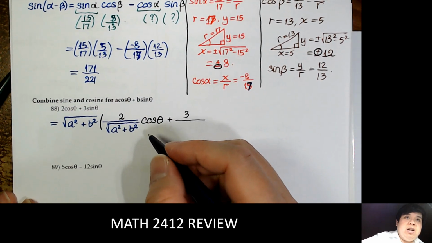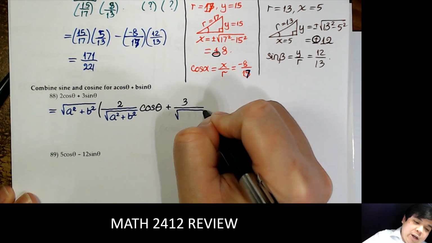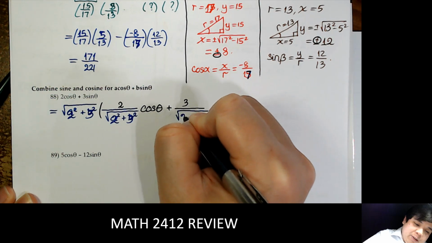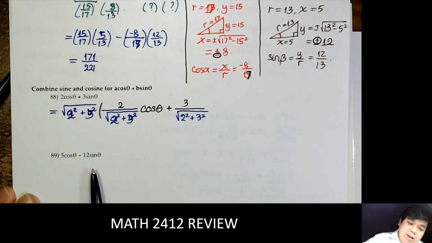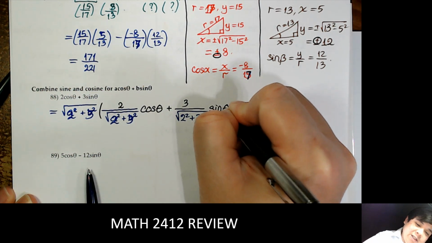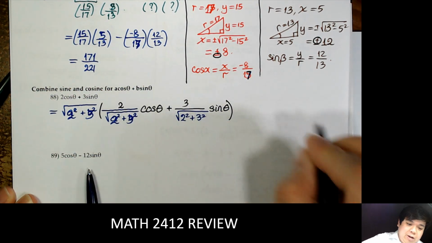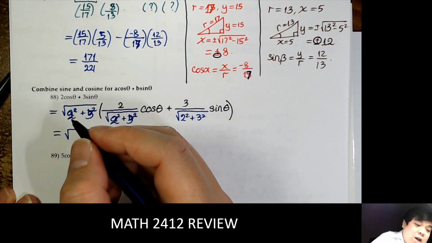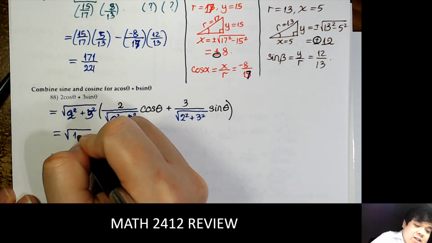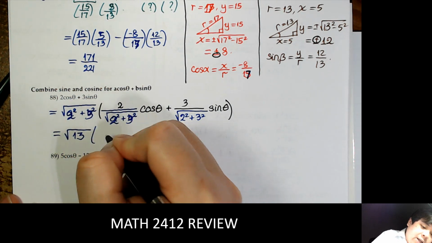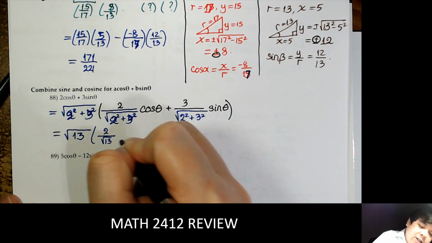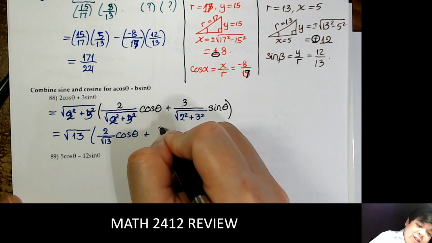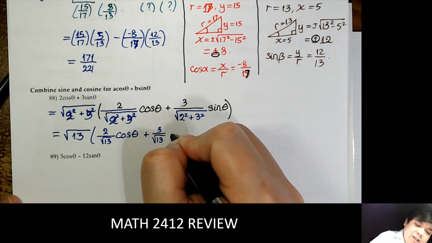So just pretty much multiply and divide by the square root of a squared plus b squared. Actually, we have 2 and 3 in this case. So 2 squared plus 3 squared, and then sine of theta. Right, sorry, let me write that again. The square root of 2 squared plus 3 squared, so that is 4 plus 9, square root of 13. And then we have 2 over square root of 13 cosine theta plus 3 over square root of 13 sine theta.